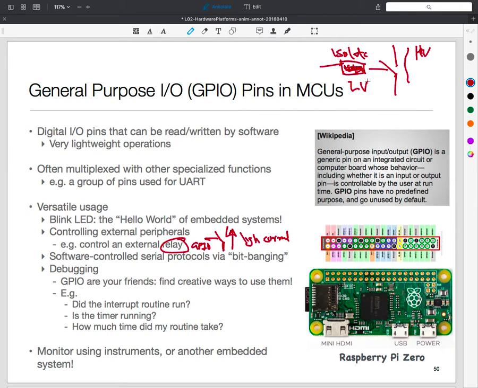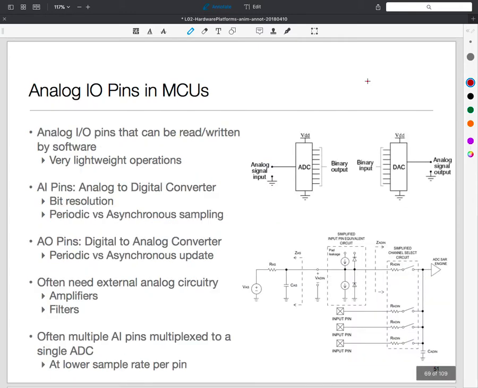So that's GPIO, very commonly used. A close cousin of these are the so-called analog IO pins. And most MCUs will offer some of them. Sometimes they may only offer analog in. Sometimes they may offer both analog in and analog out. It's relatively rare to see analog out but not analog in. So they are the outer part of GPIO.